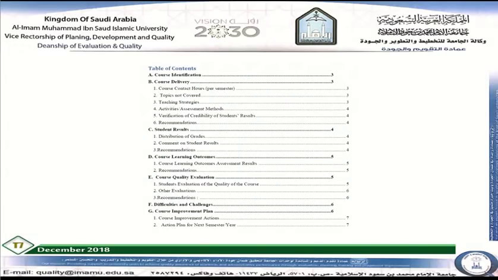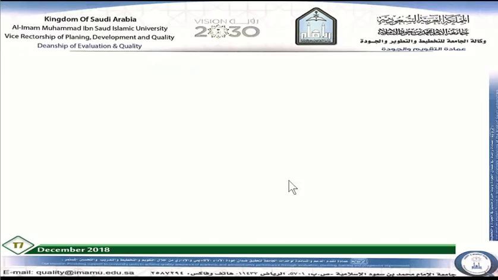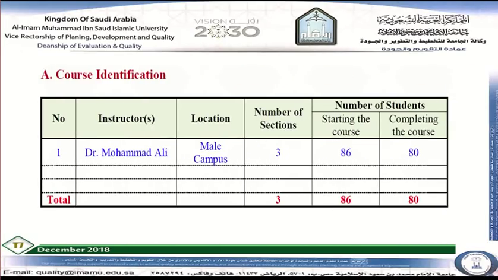The next page will just have the table of content, which takes you wherever you want to go. And then you have the course identification. Here you write the name of the instructor, the location where the course is given, and also the number of sections that the instructor has.